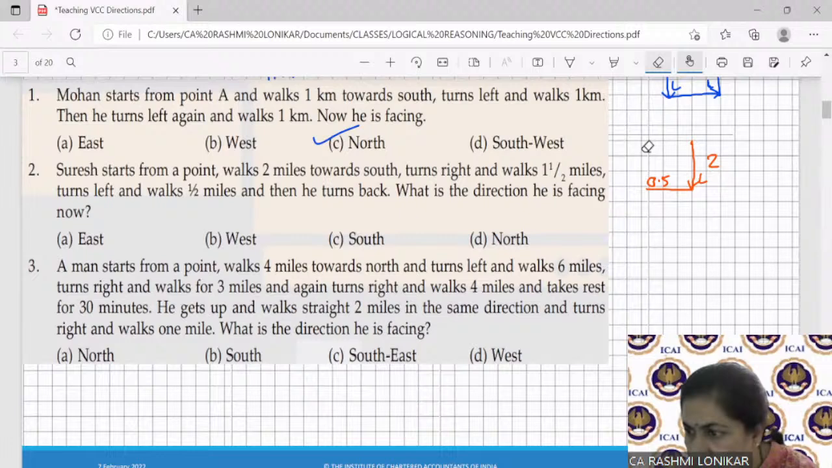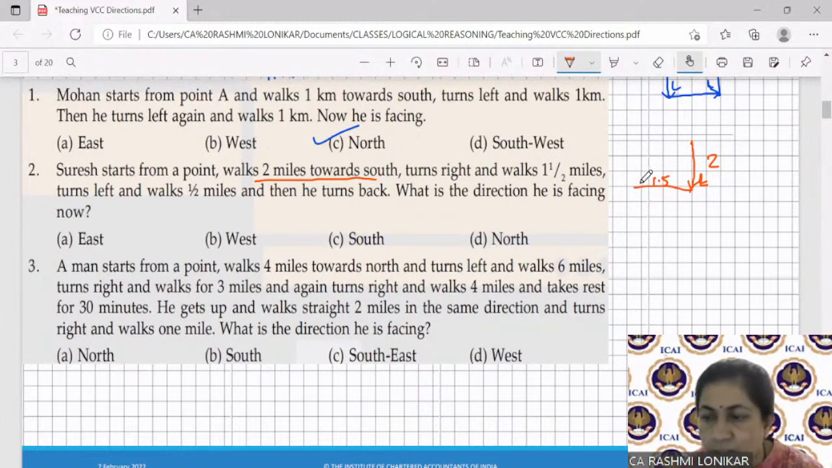Just let me rub this. So Suresh starts walking from a point, walks 2 miles towards south. That we did, and this is his left direction. Then he turns right, so he will turn right here, and walks 1.5 miles. Then he turns left. Now he is facing this side, which will be his left. This is his left, this is his right. He turns left and walks half a mile.